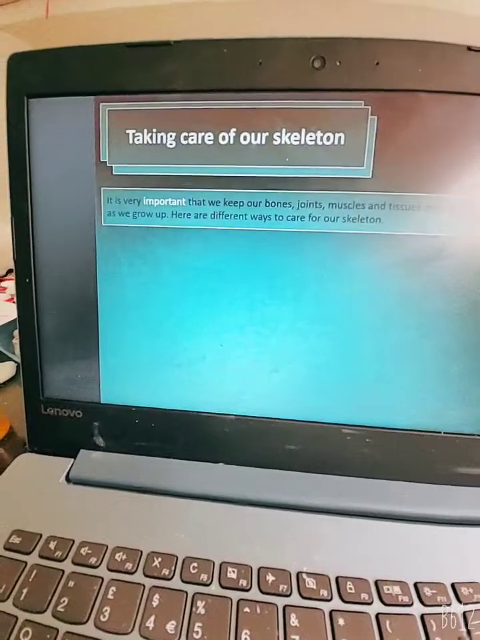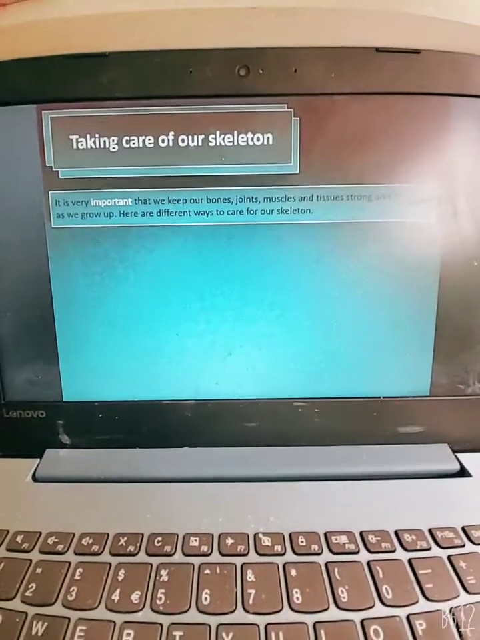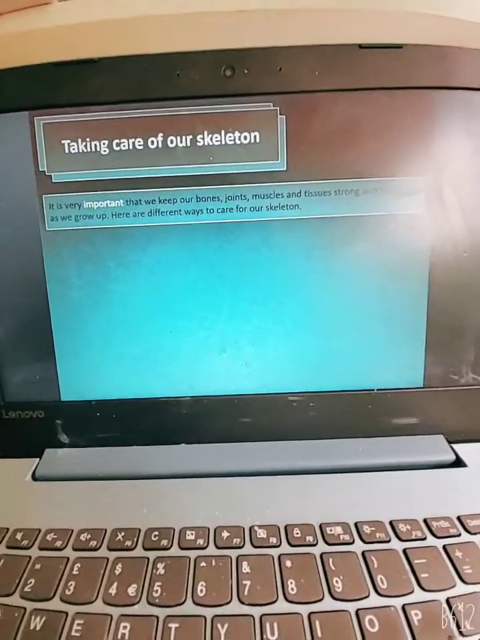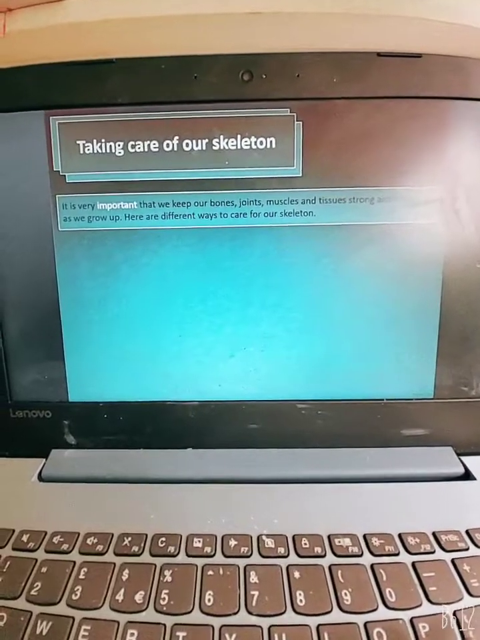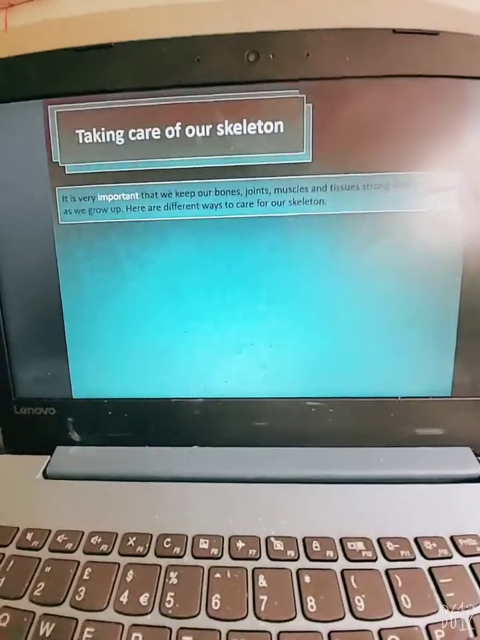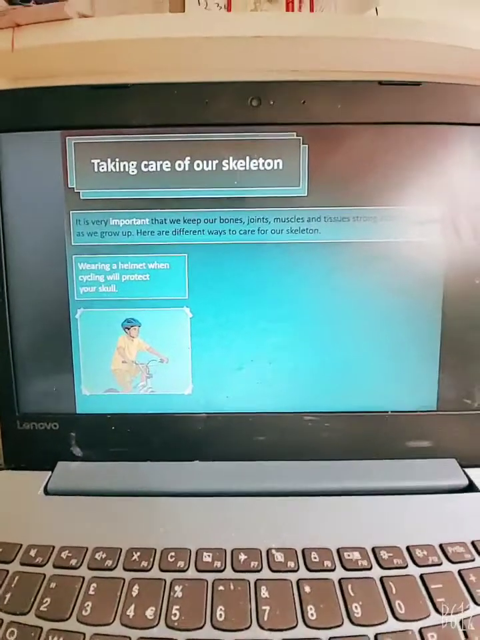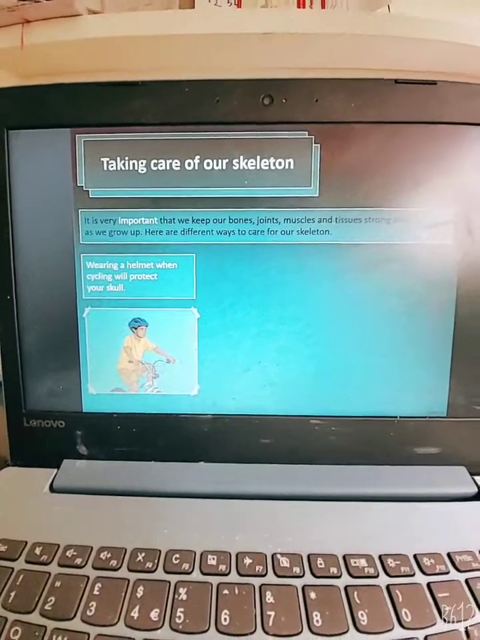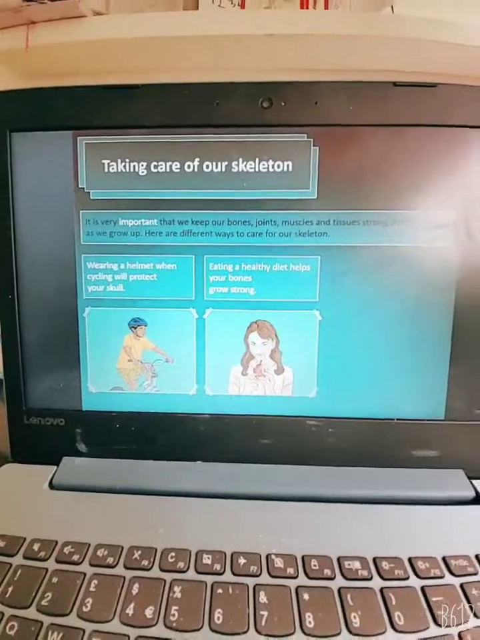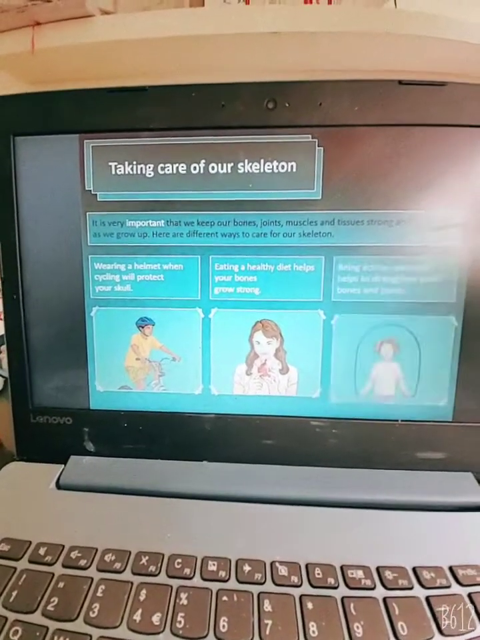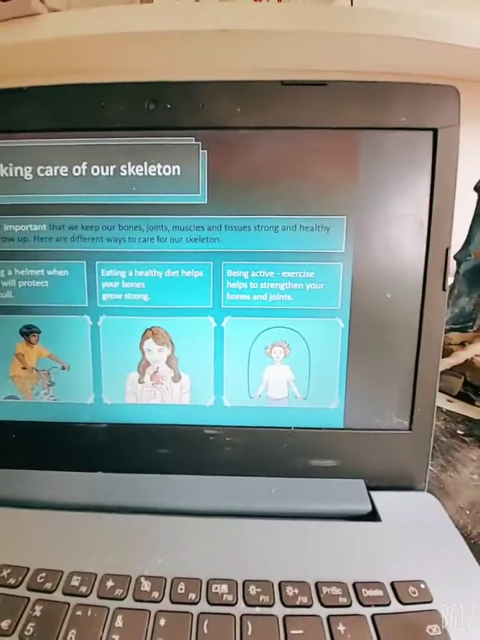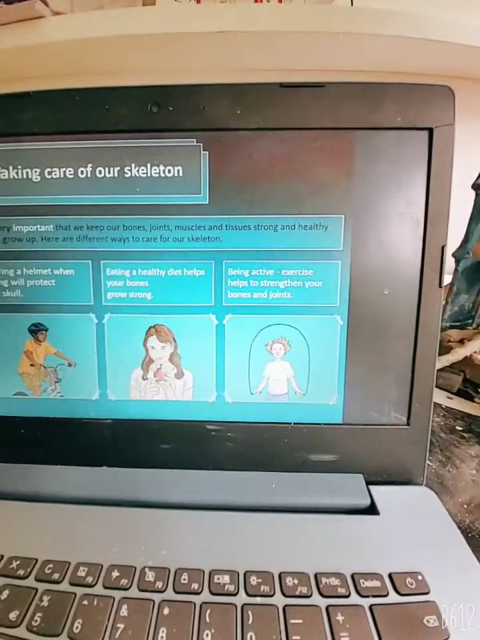Now taking care of our skeletal system is very important, isn't it? So we have to take care of bones, joints, muscles and tissue, and keep them healthy as we grow up. There are different ways you can take care. Wearing a helmet when you are cycling will protect your skull. Eating a healthy diet helps your bones grow strong. Being active and exercising helps to strengthen your bones and joints.